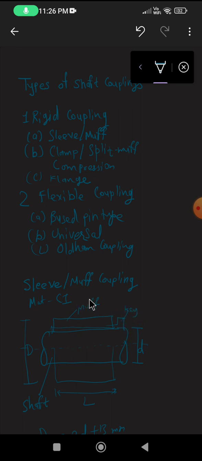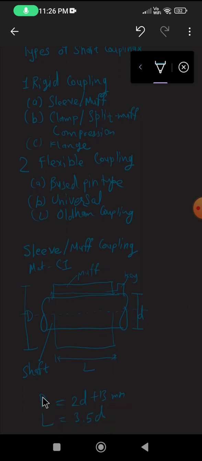So the key and the sleeve both should be very strong enough. The usual proportions of the cast iron sleeve will be as follows. The capital D, the diameter of the muff, should be equal to 2 times the diameter of the shaft plus 13 mm, and the length should be 3.5 times d. So this is the design of the sleeve.